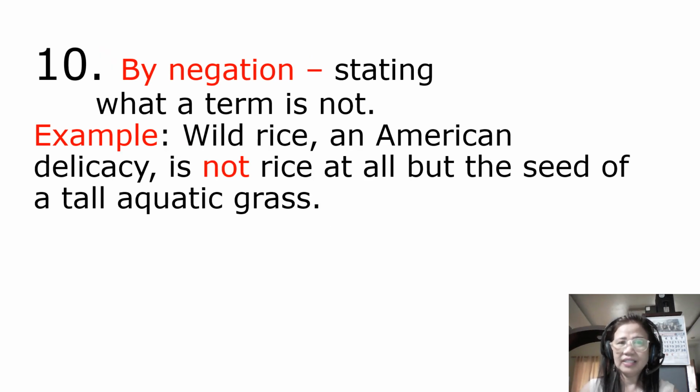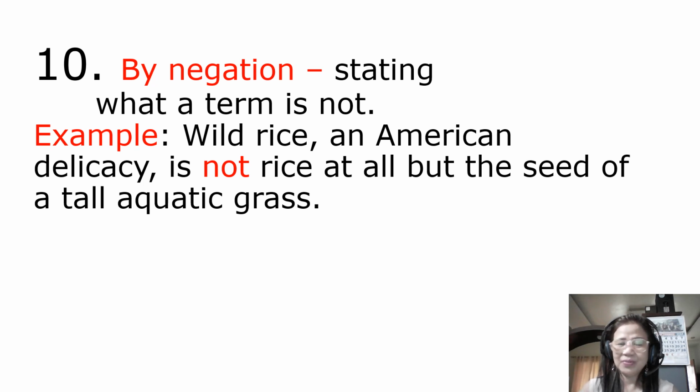Next, by negation, stating what a term is not. Example: wild rice, an American delicacy, is not rice at all, but the seed of a tall aquatic grass. That means you put some negative reactions about the word being defined. What is the word being defined here? The word wild rice. So it contradicts its meaning by saying that it's not rice at all. So this is also another way for you to play with your words. You can define them using negation.